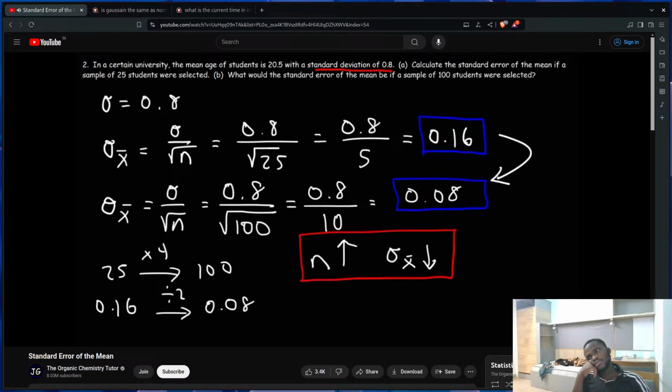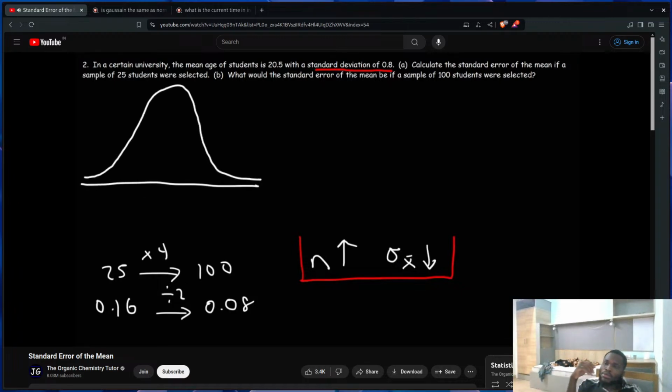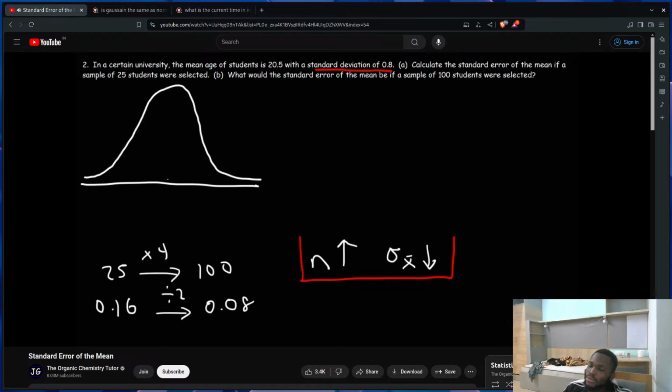Now, to represent this visually on a graph, let's say if we were to take many samples and calculate the mean age of the students in those samples and plot it on a graph to create a distribution. This is known as the sampling distribution of the mean. It's going to have the shape of a normal distribution. So this is the mean of the sample means, and the random variable will be x bar. Now let's say this shape corresponds to a sample size of 25.